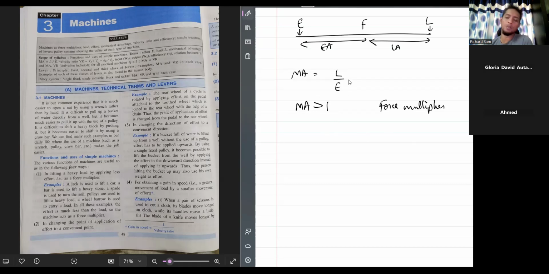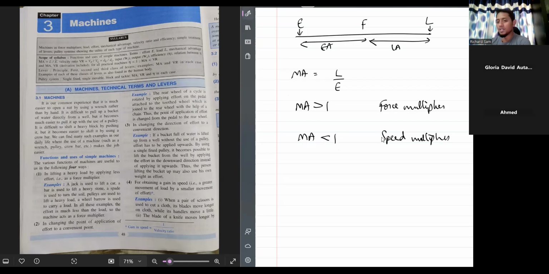Now, what if it's the opposite? I'm applying a certain effort, but the load that is being felt is less. So what is the point of such a machine? That machine is called a speed multiplier. And for a speed multiplier, the mechanical advantage will be less than 1.